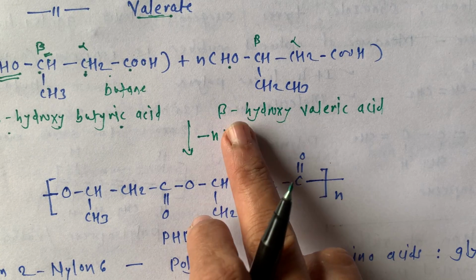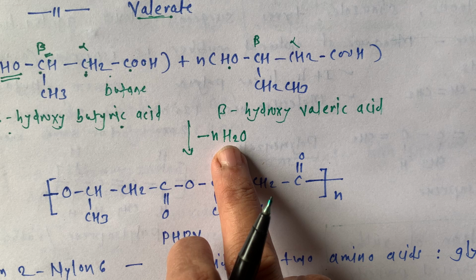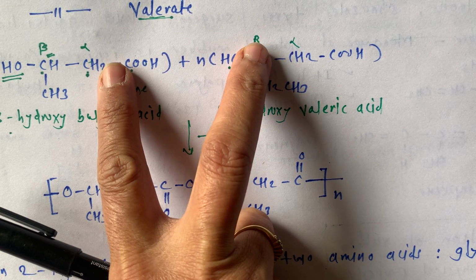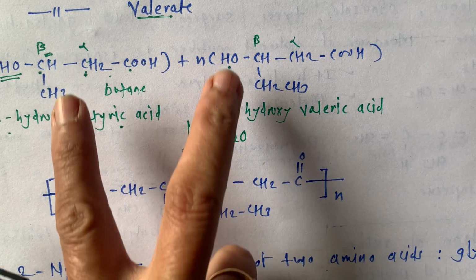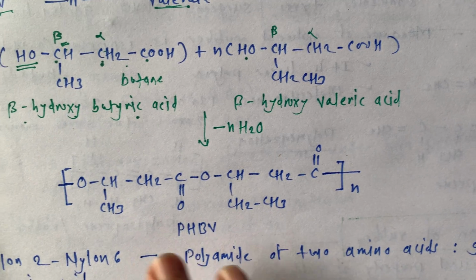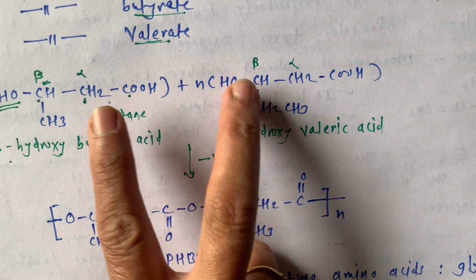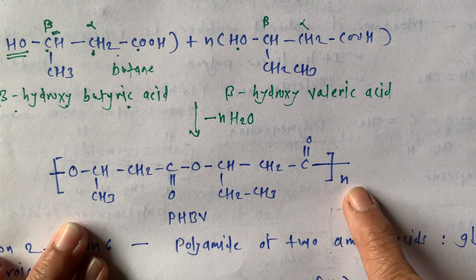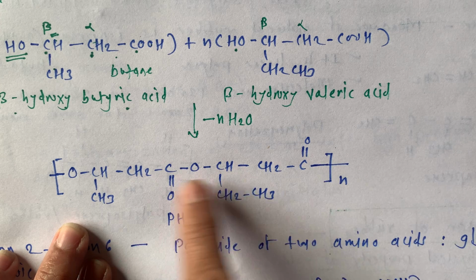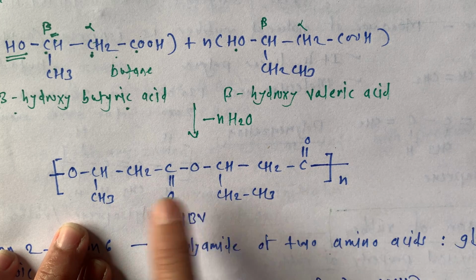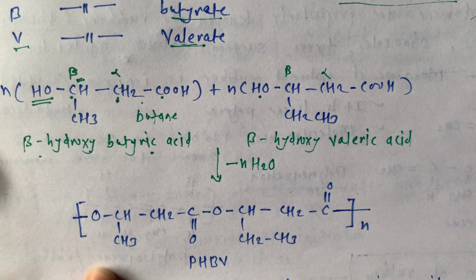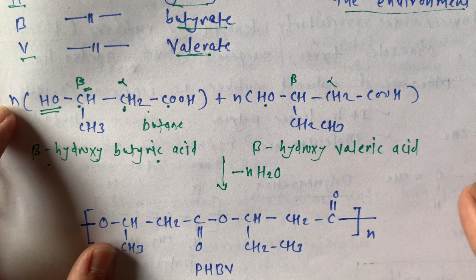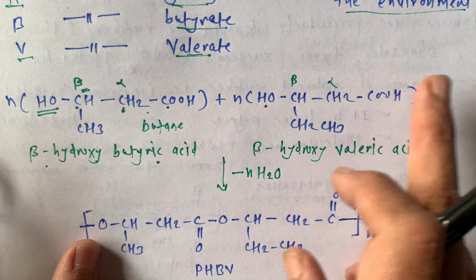Now what is going to happen? Removal of a very small molecule, H2O, means now these are going to condense to each other. We studied this thing, condensation polymerization. So these are going to condense to each other, and see now, this big polymer is going to form. These are N number of monomers, and this is also N number of monomers.